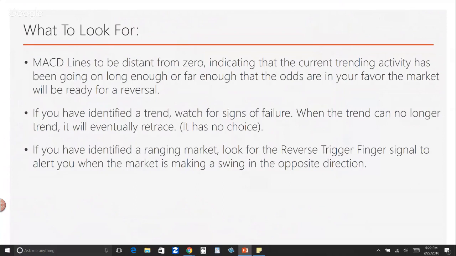But this is indicating that the current trending activity, or that current swing in one direction, has been going on long enough or far enough that the odds are in your favor that the market's going to be ready for a reversal. If you've identified a trend, watch for signs of failure in that trend, failure to progress. When the trend can no longer trend, when it can no longer progress, it will eventually retrace. It has no choice, and the MACD is going to help you pinpoint timing for that pullback or retracement phase. If you've identified a ranging market, look for the reverse trigger finger signal to alert you when the market's making a swing in the opposite direction.